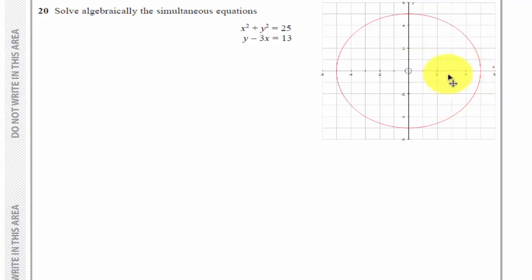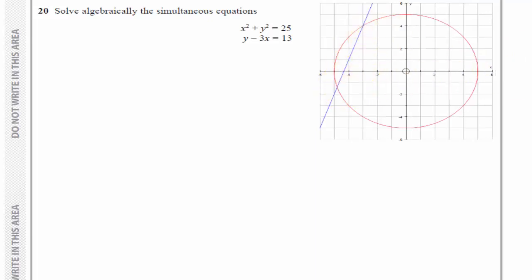Now you don't have to sketch this. In fact, it's told you to solve it algebraically, but it might just help you understand what's going on. Then if I draw the line y minus 3x equals 13, you can see there's going to be two solutions. The line crosses the circle here. There's going to be one set of points here and another set of points there.